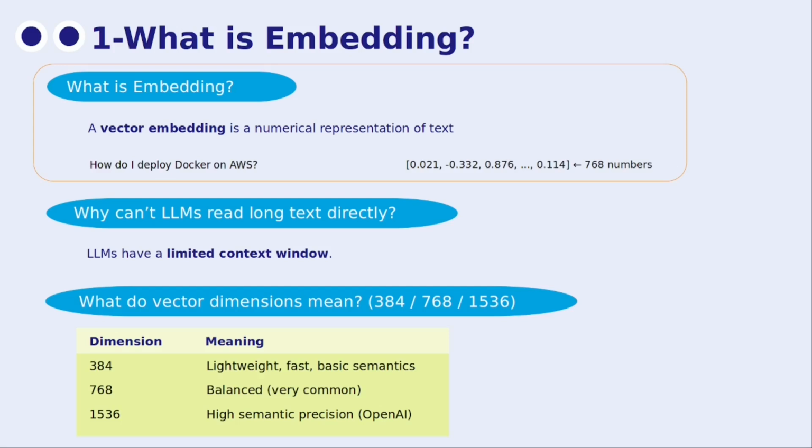Why does meaning become distance? In a vector space, similar meaning means vectors are close. Different topics, vectors are far apart. FAISS only understands distance between numbers.